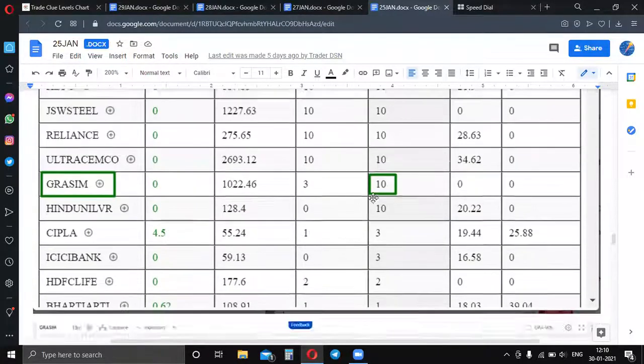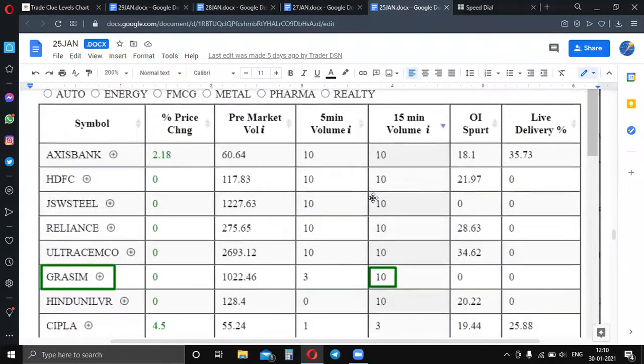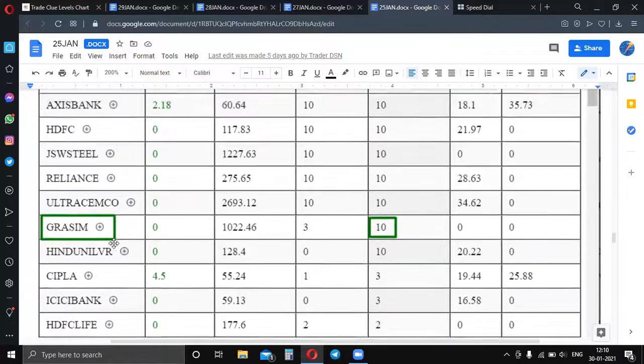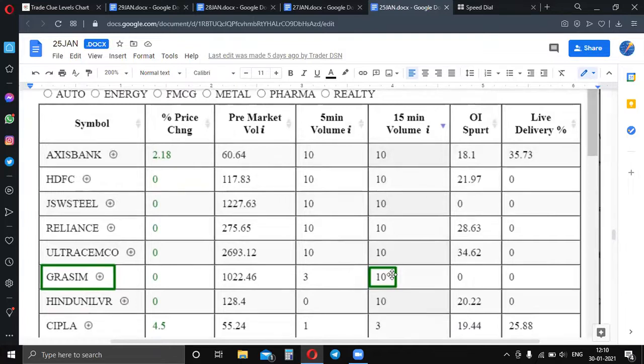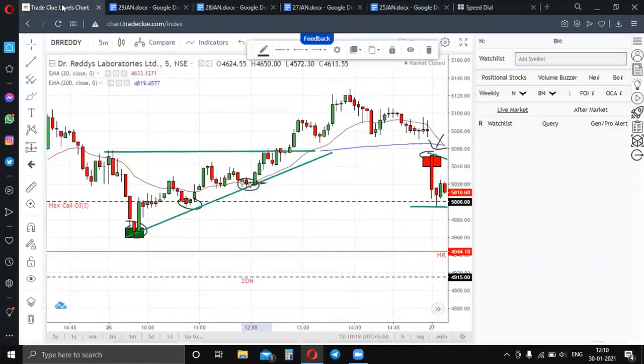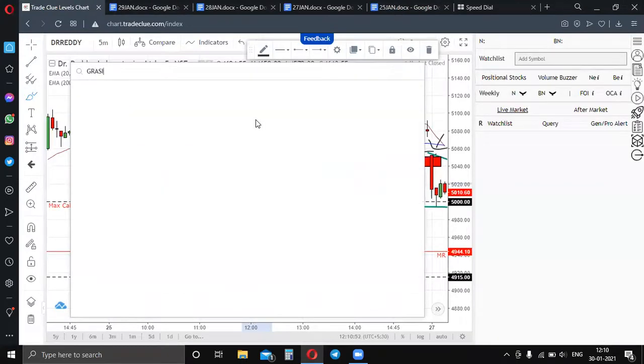Now this was the volume buzzers for the day. Grasim was in the top volume buzzer. You will see here, in the first 15 minutes it was showing 10 out of 10. That means most of the volume criteria were satisfied. What does that mean? 10 means the maximum candle capacity. Let's see what happened on Grasim that day.